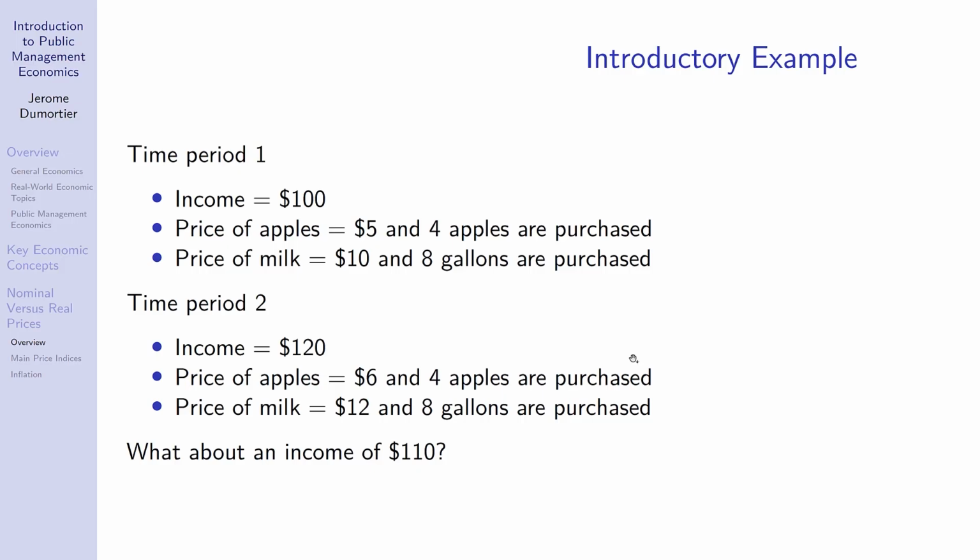If your income were $110 in the second period, then your nominal income would have increased and your real income would have decreased. This example illustrates that it is very important to differentiate between nominal and real prices, since we only care about real prices because you cannot really eat money.